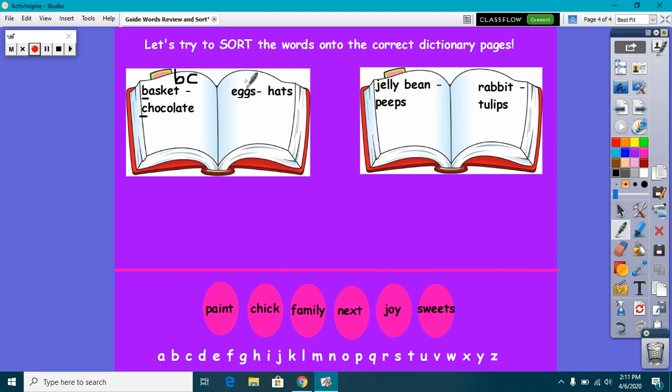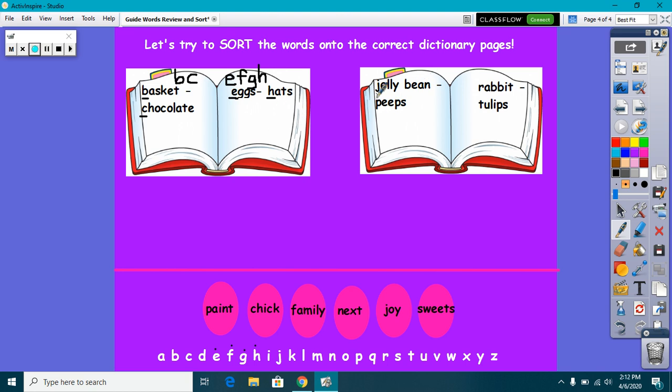Okay, on this page, we have eggs, which starts with E, and hats that starts with H. Now, if you look at the alphabet, it goes E, F, G, and then H. So this page is going to have a lot of different words on it. It's going to have words that start with E and F and G and then H. Okay, because these words in a dictionary are all in ABC order.